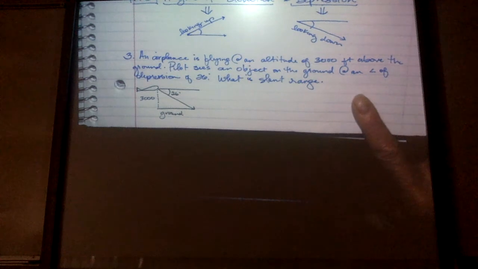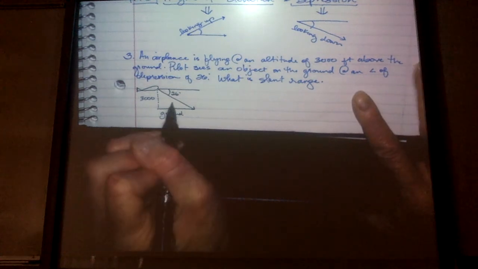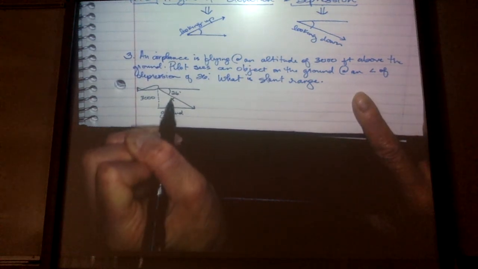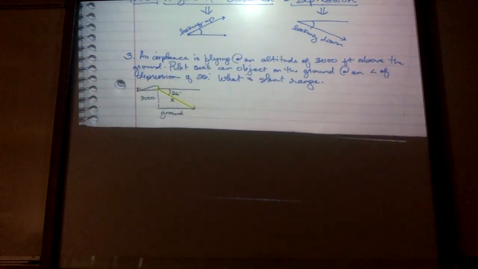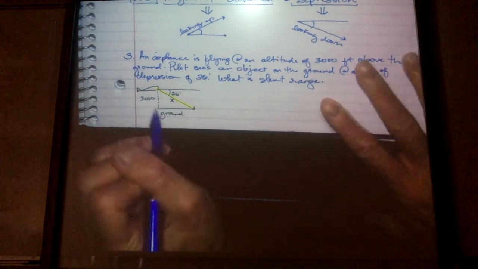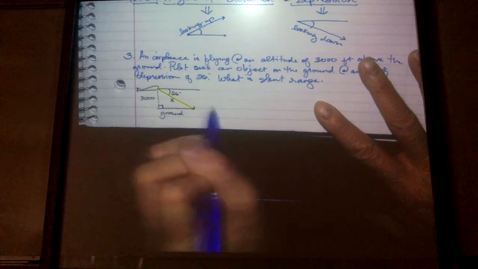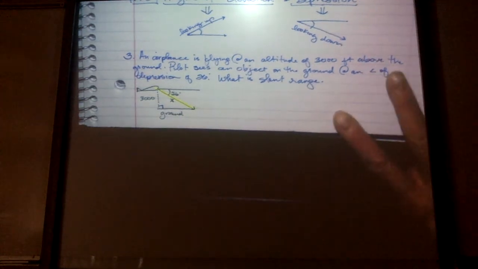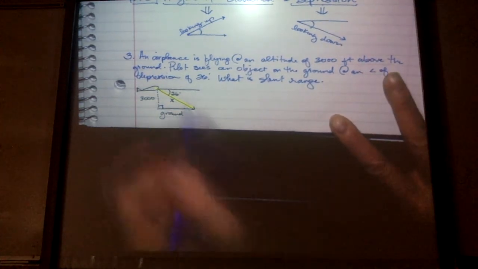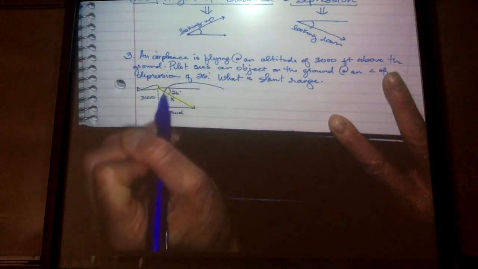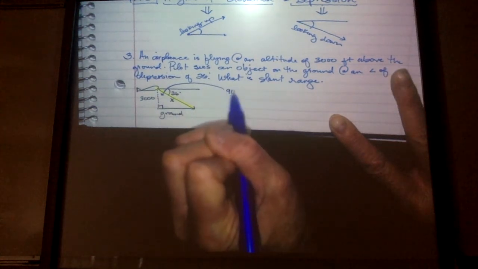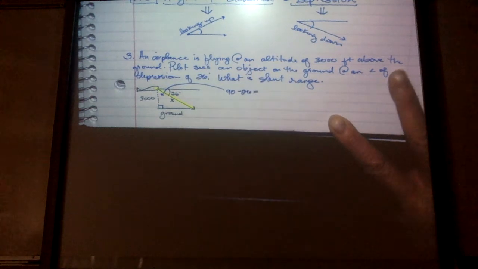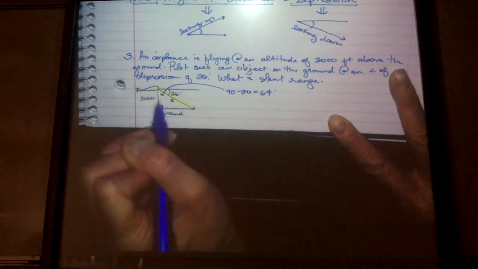Okay, so it's 3,000 feet above, and you're trying to find x, the slant range, and so you're looking for this. Okay, so in order to find that, I'm going to make my 90-degree angle, so I know that x represents the hypotenuse. Well, I'm going to need to find that angle right there. So 90 minus 26 equals 64 degrees. So I know this angle here is 64.